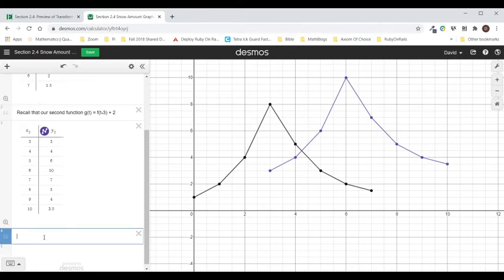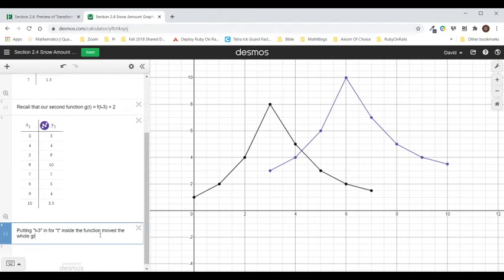Putting the t minus 3 inside the function moves the whole graph 3 units to the right. Putting the plus 2 outside the function moves the whole graph up 2 units. And that's all I'm going to put here. Putting t minus 3 in for t inside the function moves the whole graph 3 units to the right.